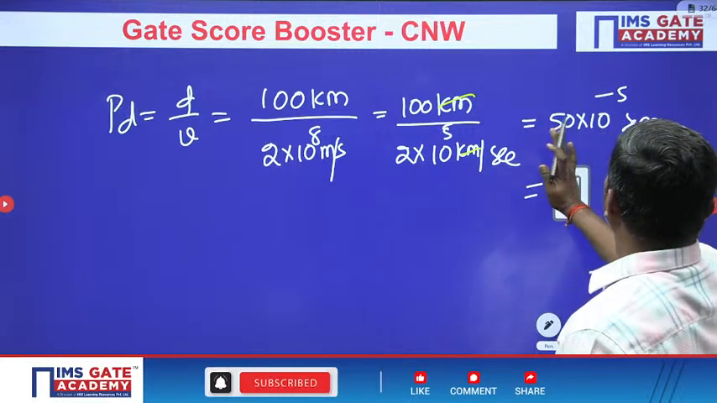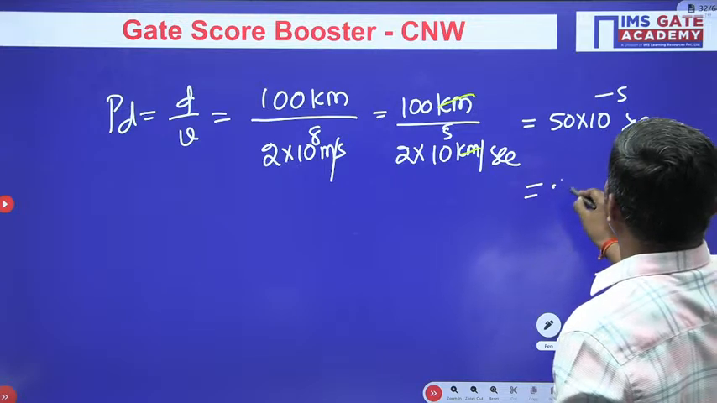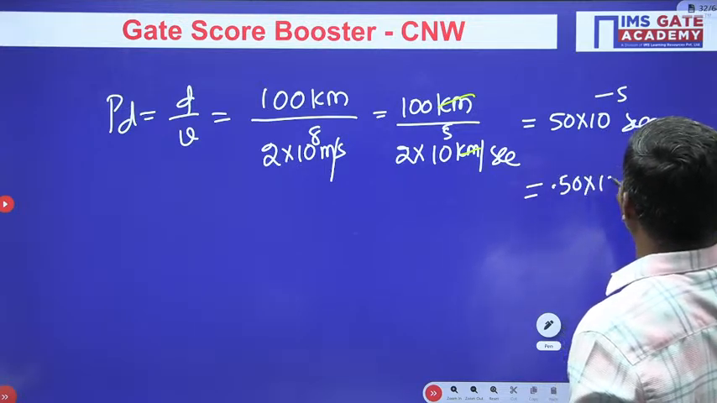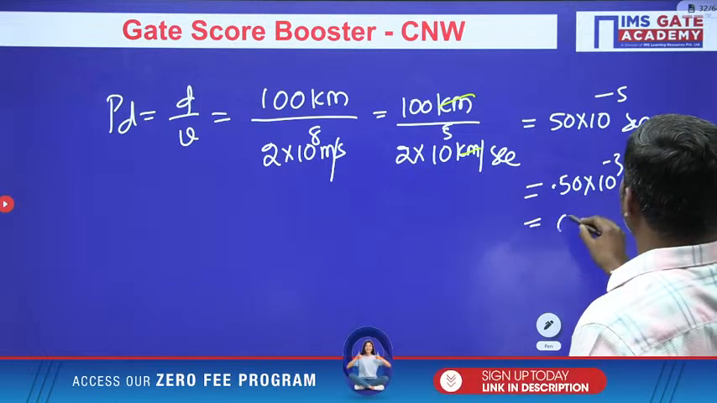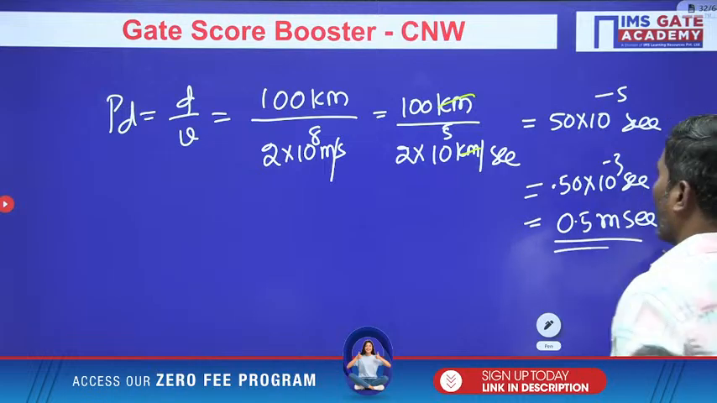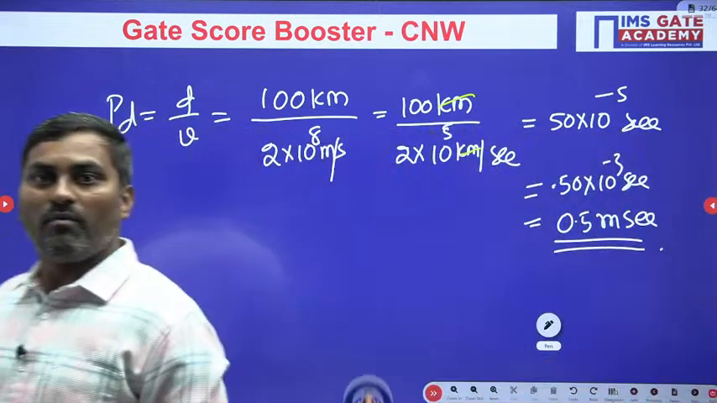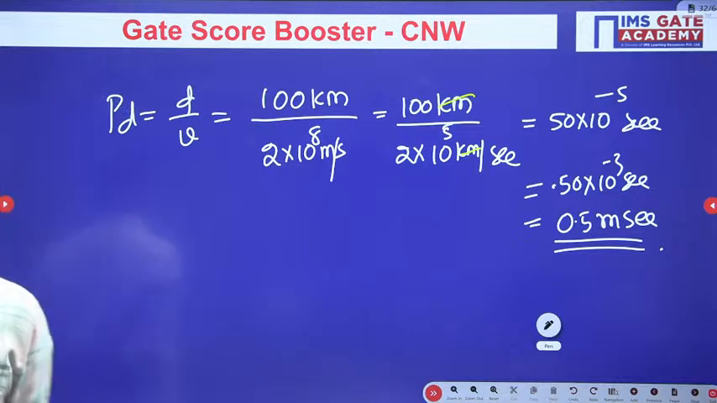Then we need to shift it to 3. Should I left shift? 0.50 into 10 power of minus 3 seconds, so 0.5 milliseconds. Propagation delay is what? Propagation delay is 0.5 milliseconds. Very good.